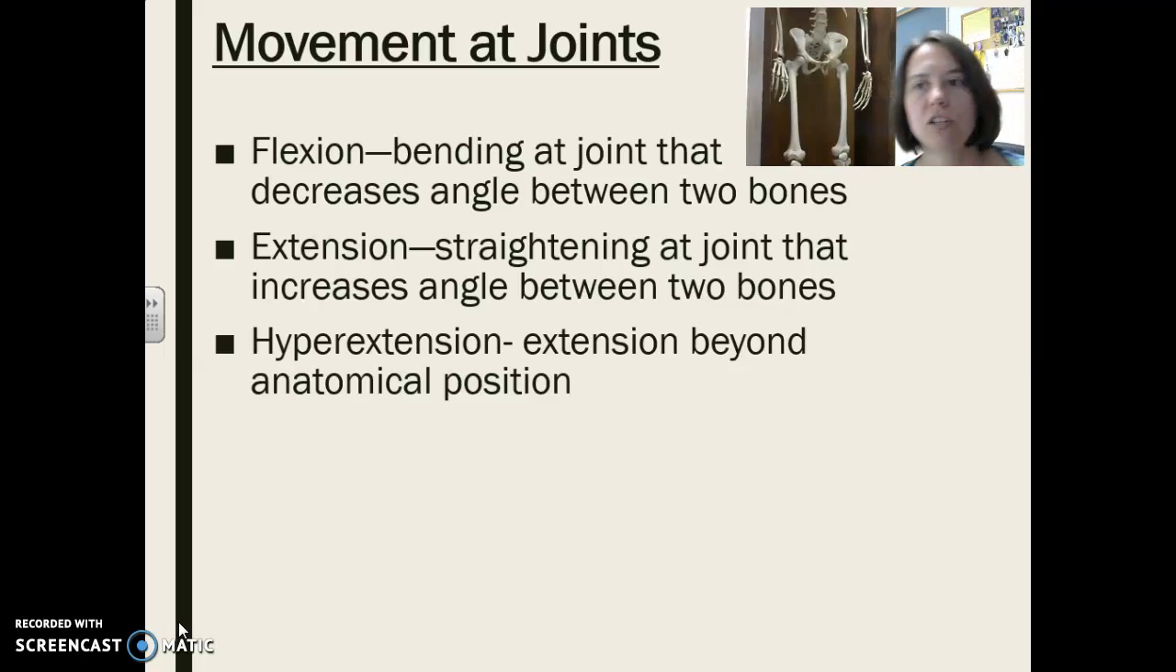And then hyperextension is beyond the anatomical position. So for example, if flexion at the neck looks like this, then extension would be straightening and increasing the angle of the neck, and then hyperextension would be beyond the anatomical position.